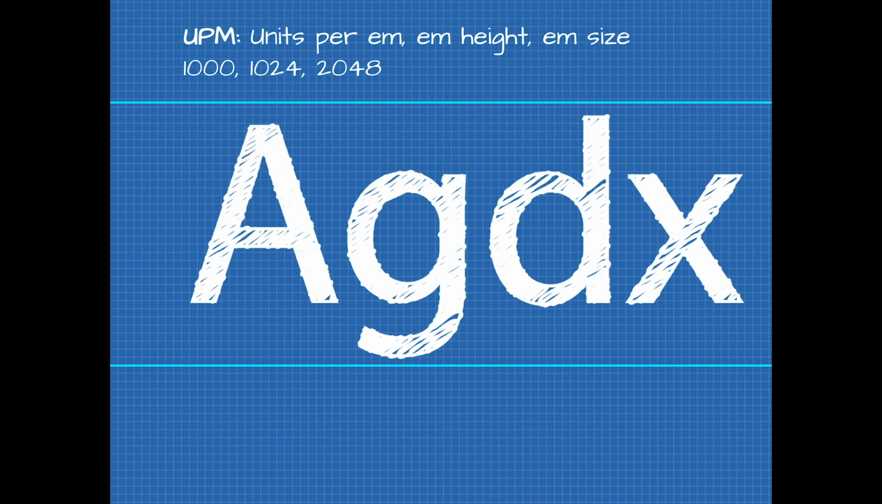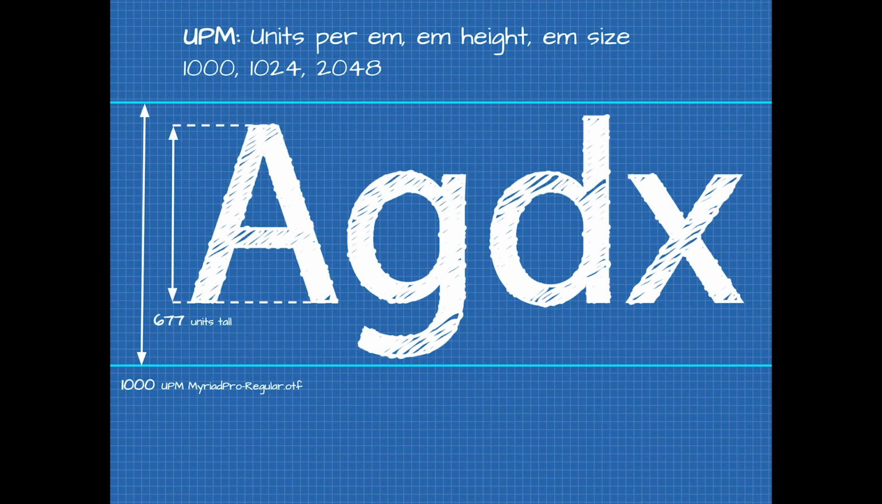So you can look at a font, open it up in an editing software, and ask, what is this font's UPM? This particular font's UPM is 1000. And then you can ask, how tall is this A character? It's 677 units tall.